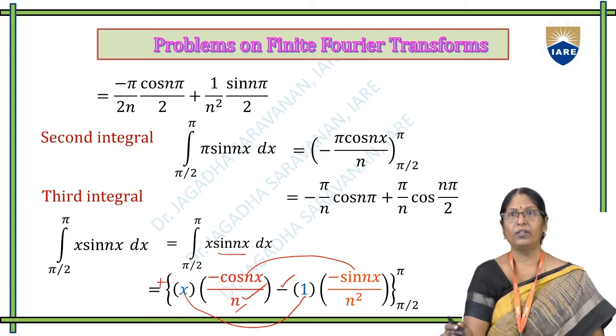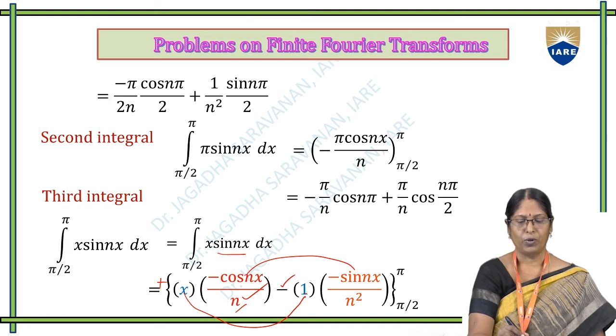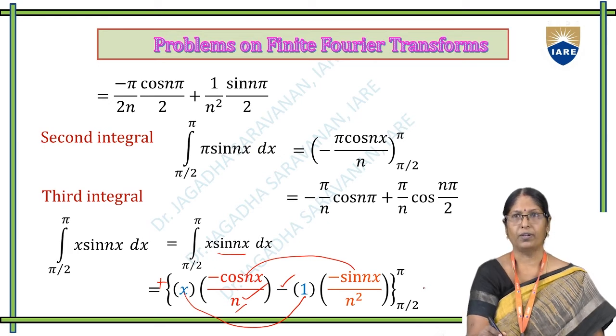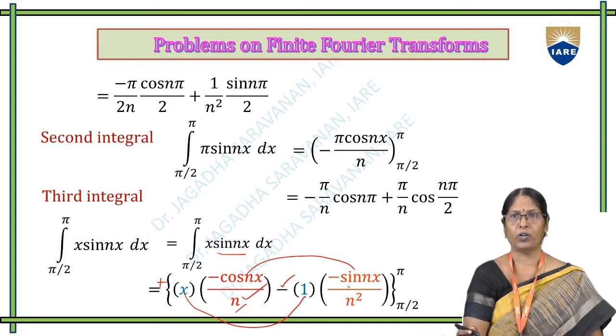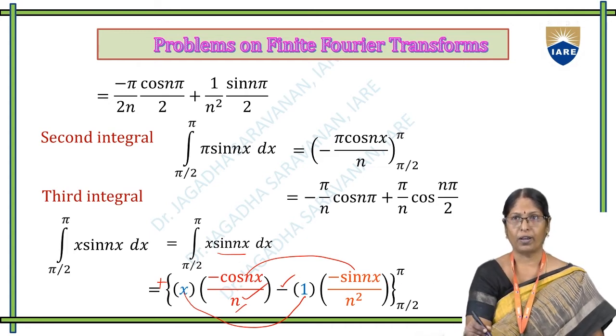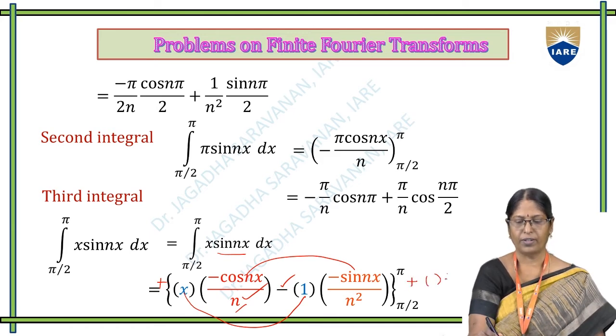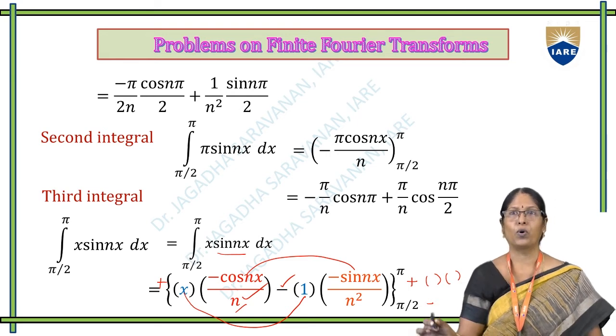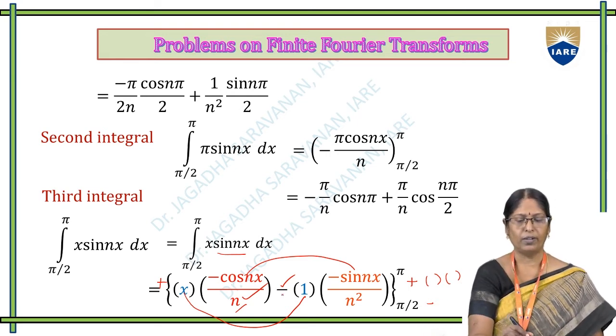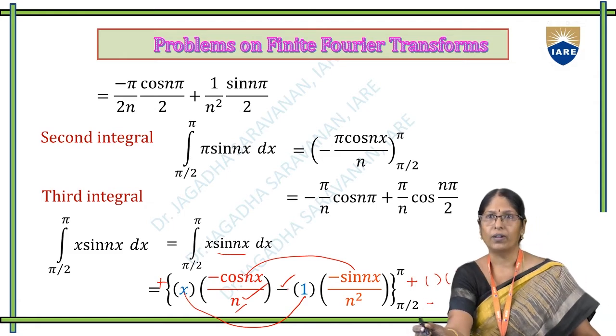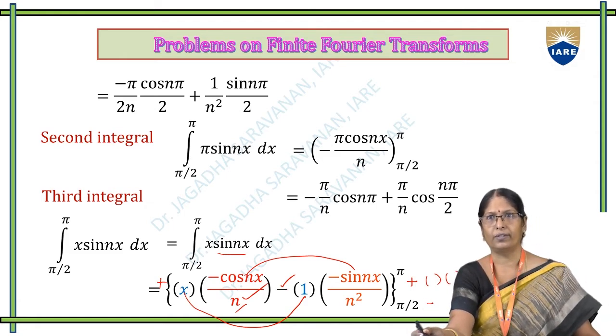Suppose the term continues. Here we stopped because after one differentiation the next is 0. That is why we stopped in this particular problem. Suppose it continues, here minus formula is there, we will write plus, again the differentiation, integration, next minus, it goes on. So in between the terms, the signs are alternative signs.